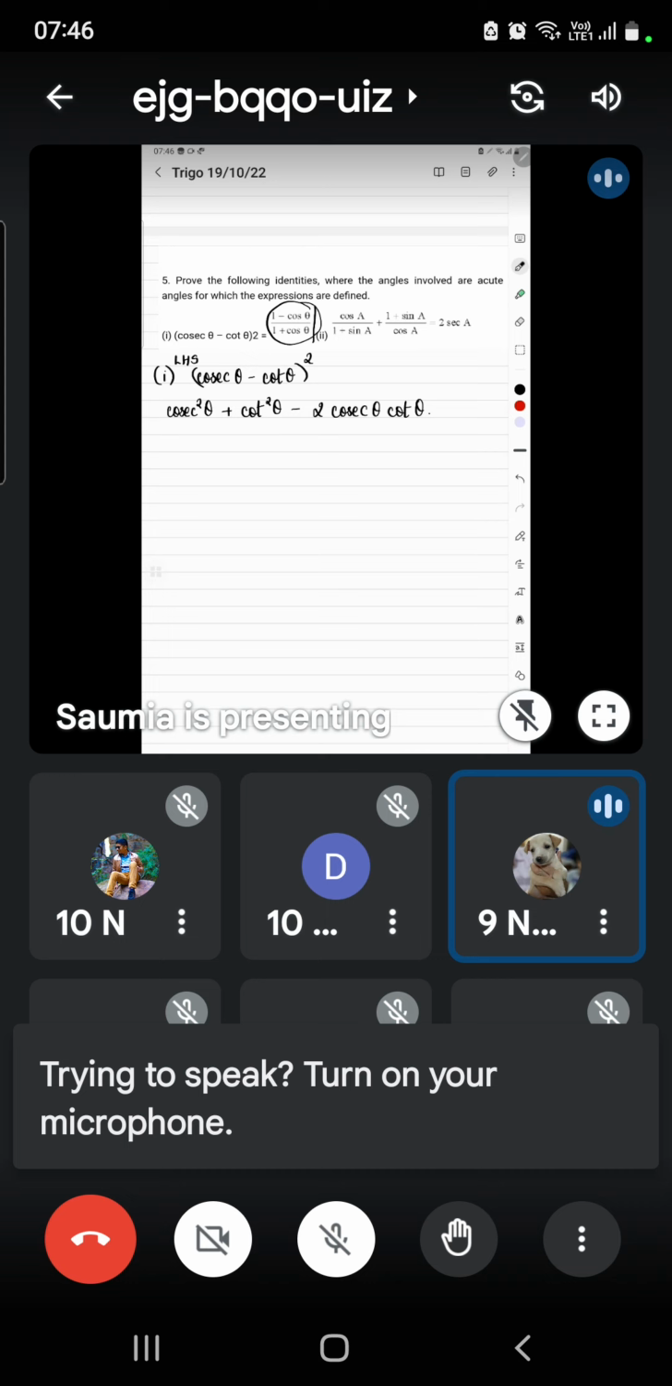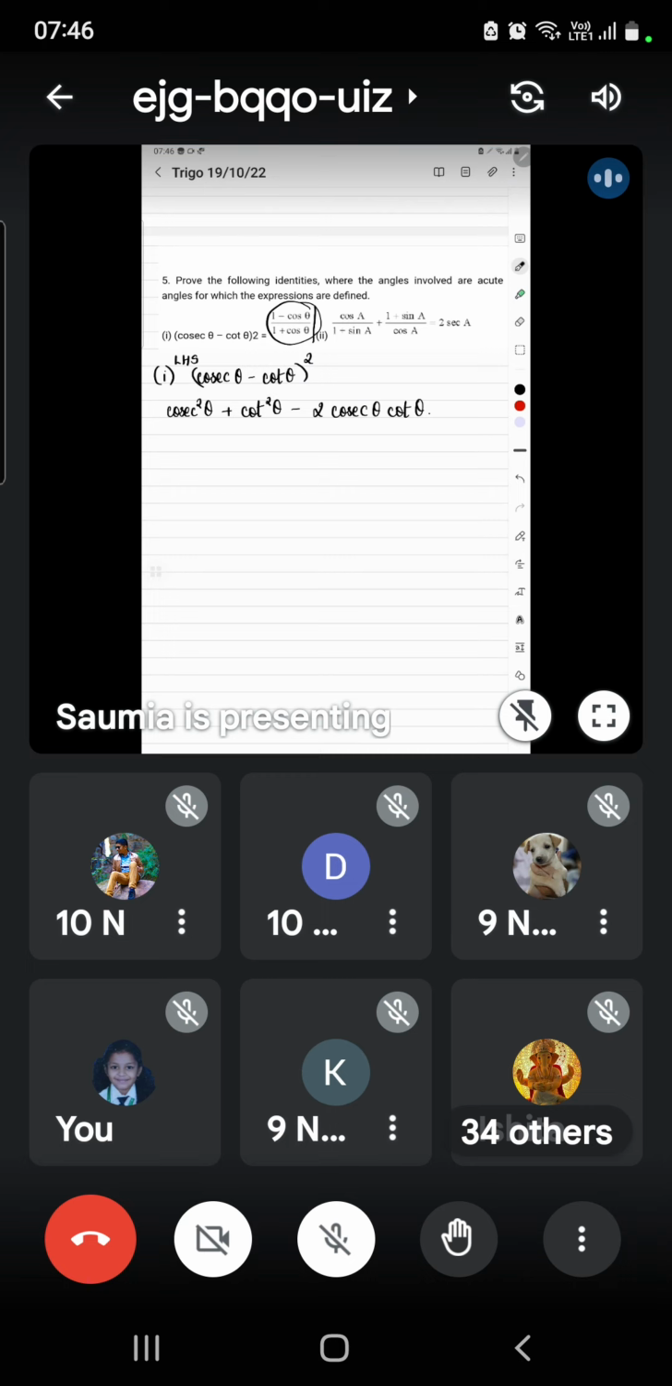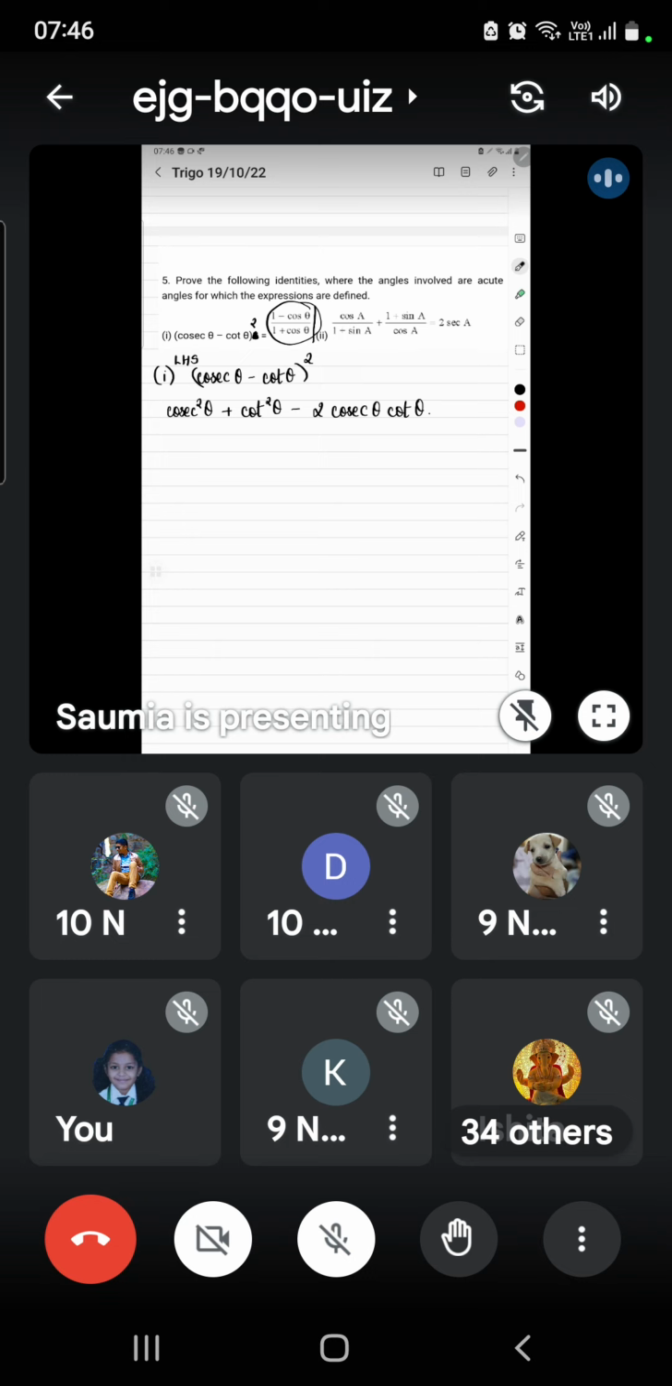Ma'am, is it square or is it multiplied by 2? Now, it is square, children. The PDF from which I copied these questions, it is showing the square as 2. But you have your textbooks, right? Yes. Yeah, it is square. All right. Keep your textbooks with you so you will have clarity.